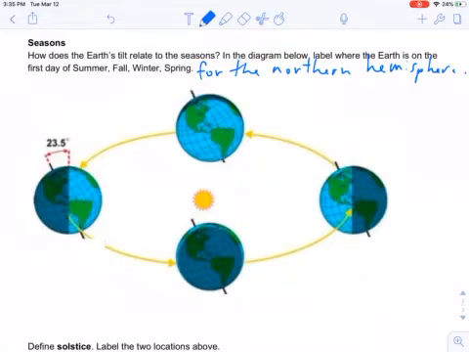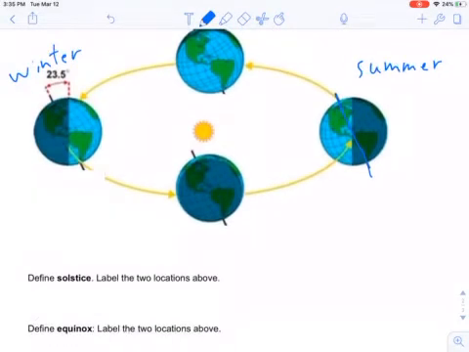So our summer is going to be here, where the Earth's axis is tilted towards the sun, which means half a year later is when we have the first day of winter. And you can guess now where to put spring and fall. So we use the word solstice when we're talking about the first day of summer and the first day of winter. So if you could define that and label those two locations above, this would be summer solstice.